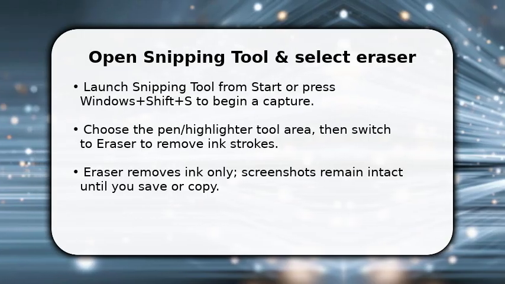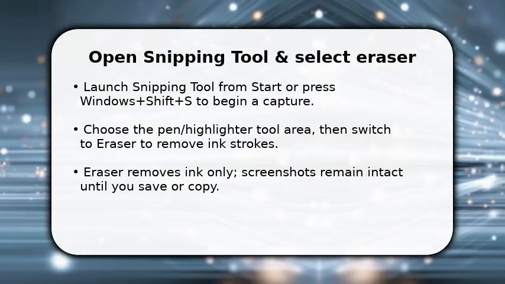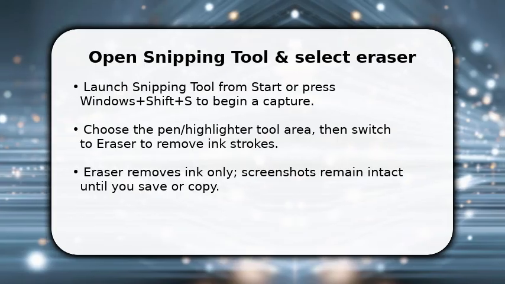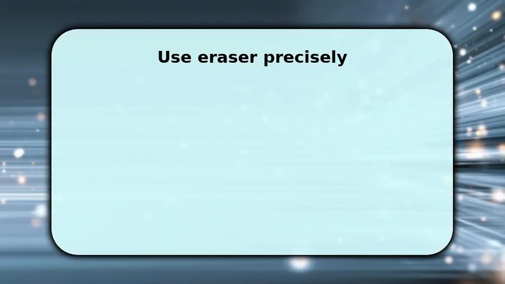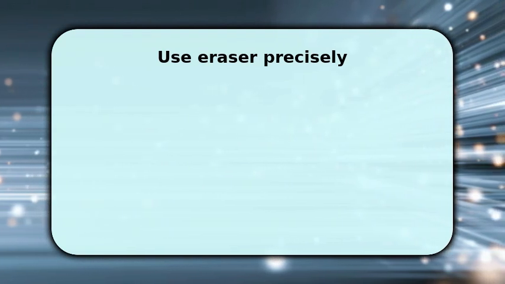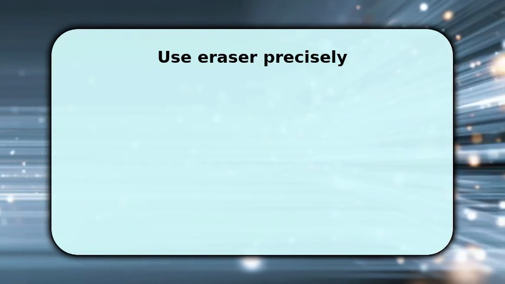Make sure to zoom in for precision. Erasing targets pen strokes rather than pixels, so you preserve the underlying image while cleaning annotations. You want to work methodically. Zoom in and choose a comfortable view so the eraser affects only intended ink.